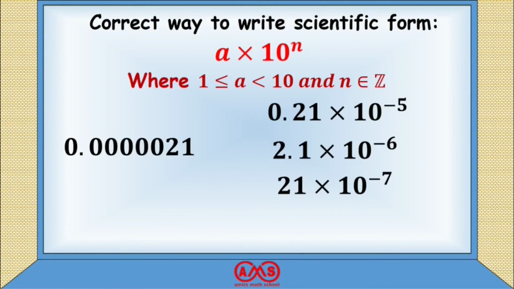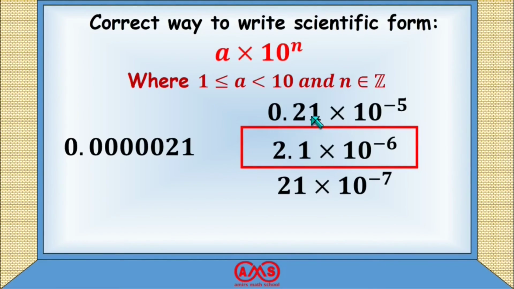Among these three, which form is correct? That is this one. Because 0.21 is less than 1. So the first number should be starting from 1 to less than 10. So this one is invalid because of this condition. The second one, you see here 2.1. So this one is between 1 and 10. So this one is correct. And this 21 is not correct because it is greater than 10. So we should use less than 10 and also exclude 10. We cannot use the value starting from 10 or higher.